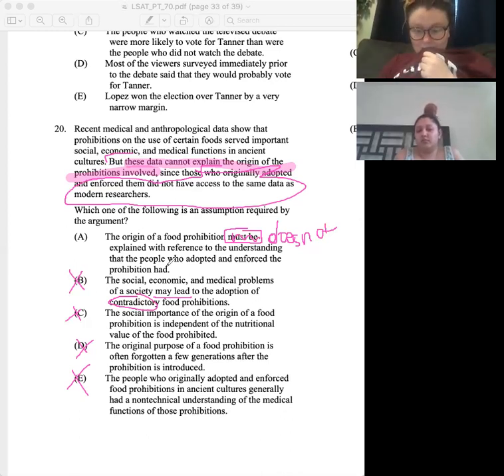Because then it'd be like, well, why do we need this data? So it's poking a hole right into where did this come from, literally. It's the needed piece. I think my biggest problem with this question was that A was such a mouthful.